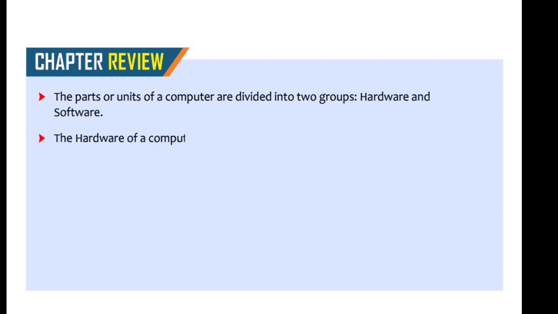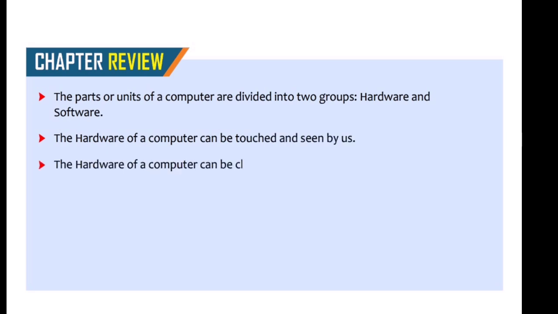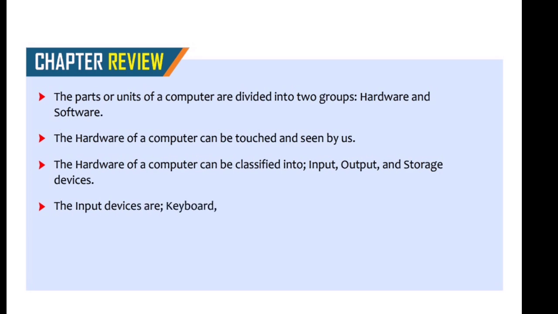The hardware of a computer can be touched and seen by us. The hardware of a computer can be classified into input, output, and storage devices. The input devices are keyboard, mouse, microphone, web camera, light pen, scanner, and joystick.